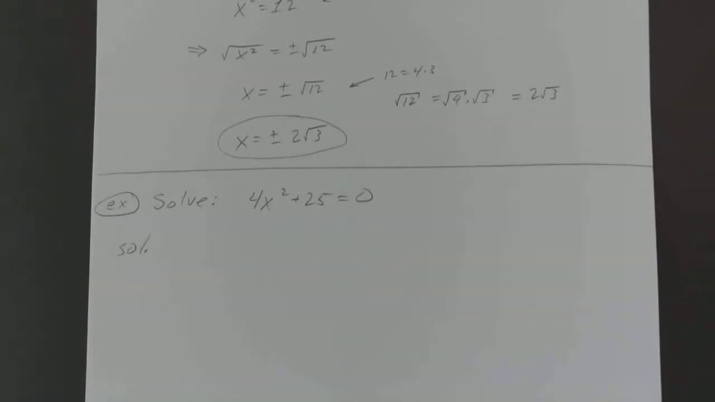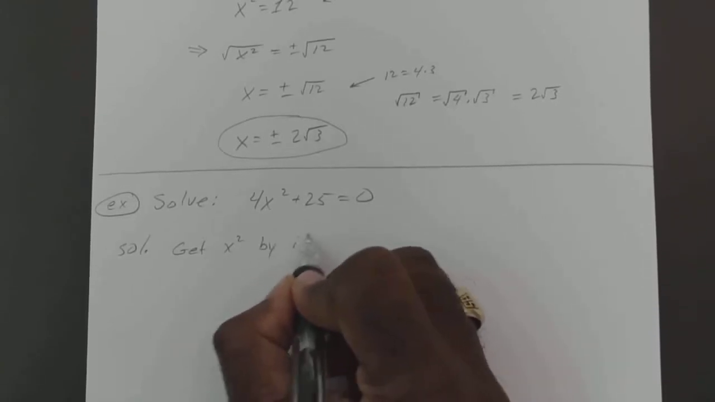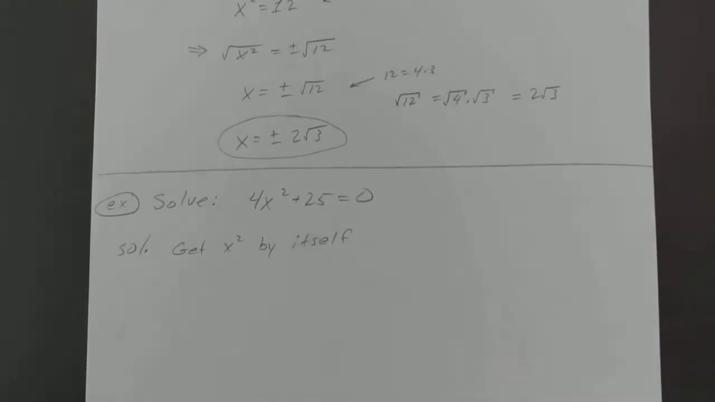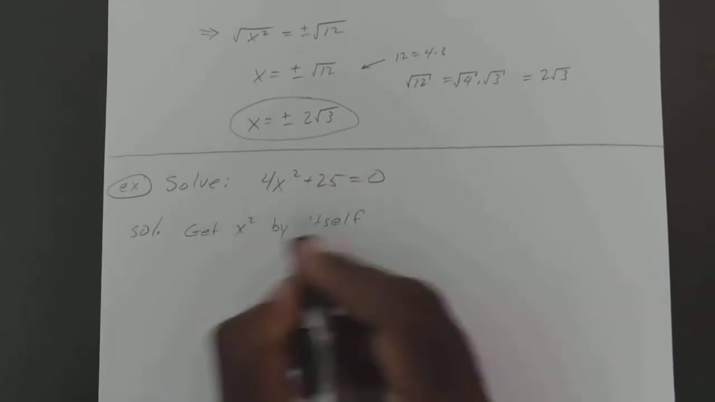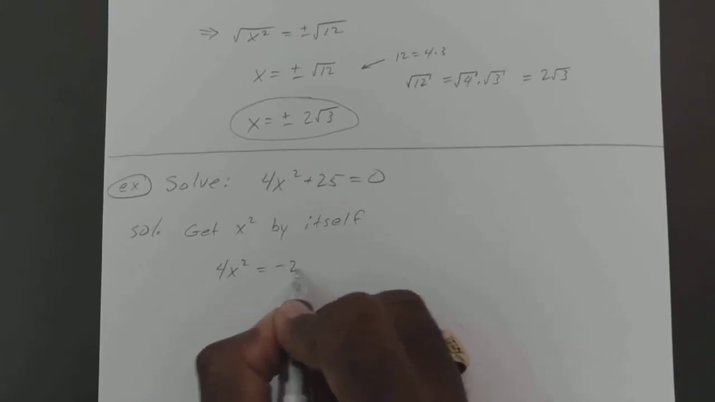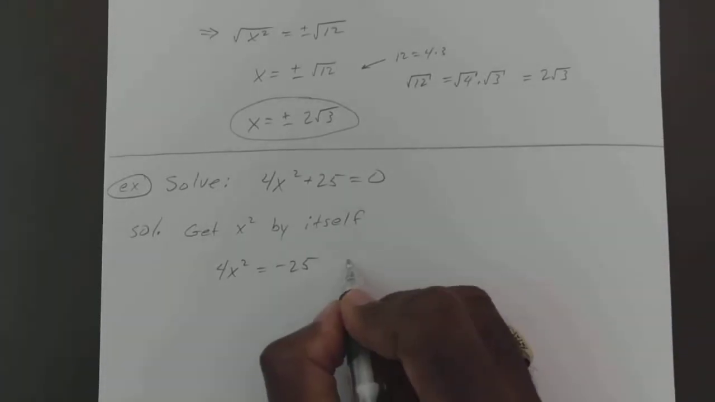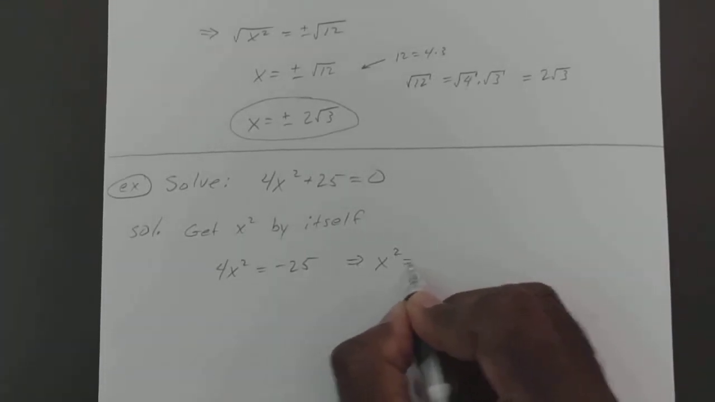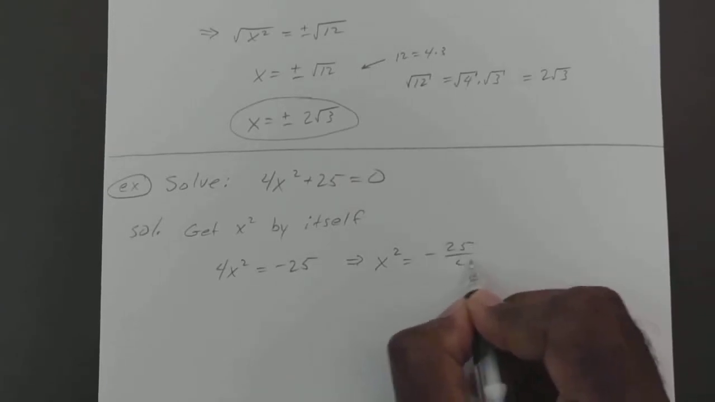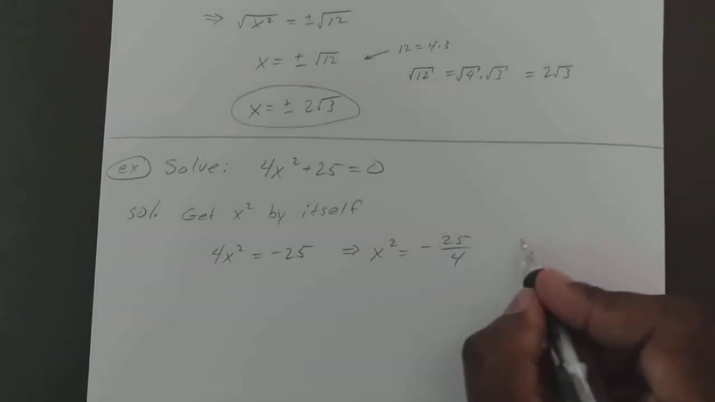Okay, so just like we did before, the first thing you want to do is get the x squared by itself. Okay, so if we subtract 25 from both sides, you have 4x squared equals negative 25. And divide both sides by 4. You have x squared equals negative 25 divided by 4. Okay. So once we have the x squared by itself, we apply the square root property.